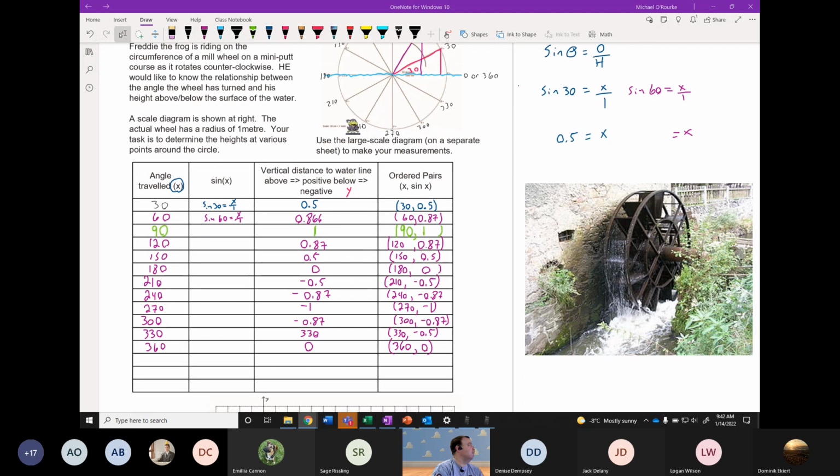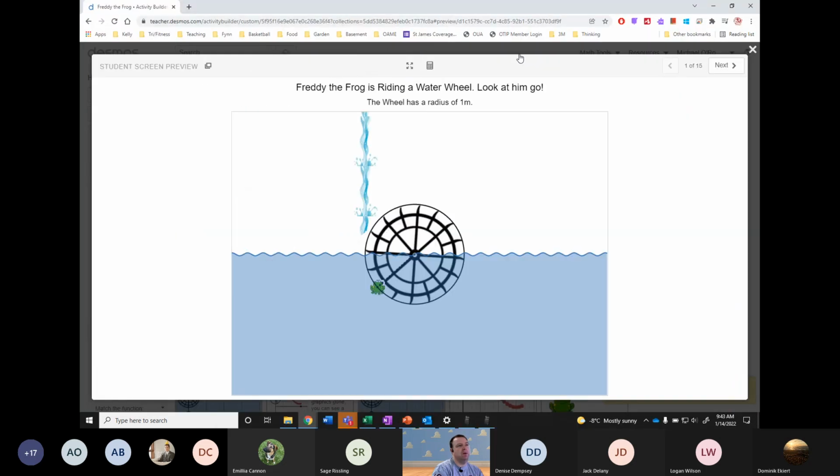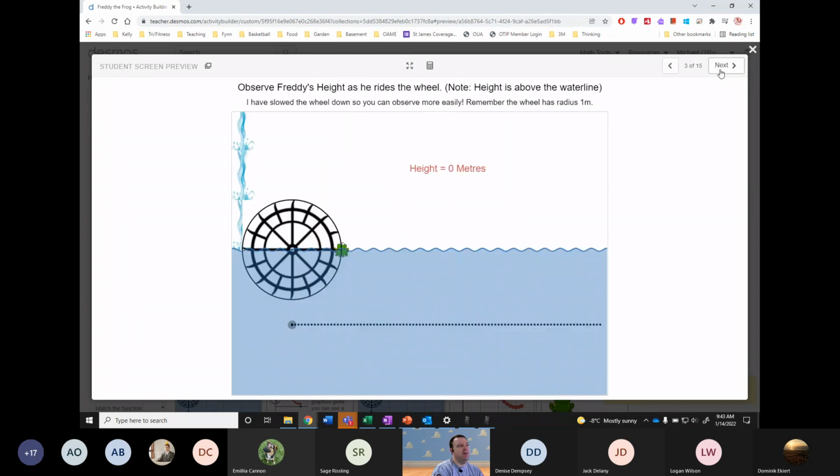I'm going to show you this. There's our frog right now riding around. Okay, I like my frog better than that frog. I'm going to skip ahead to the one I want.